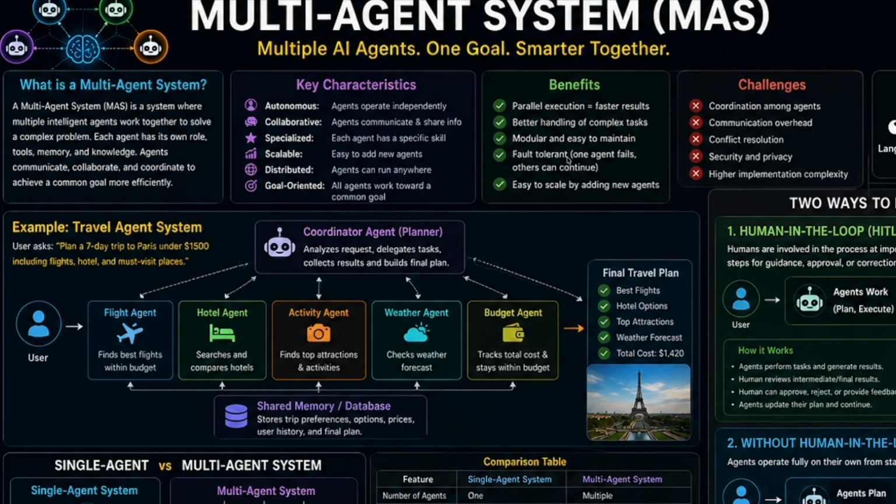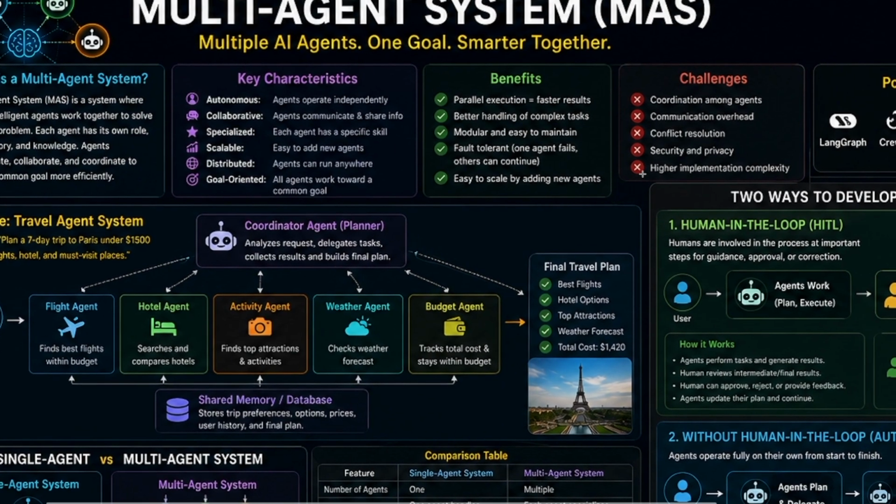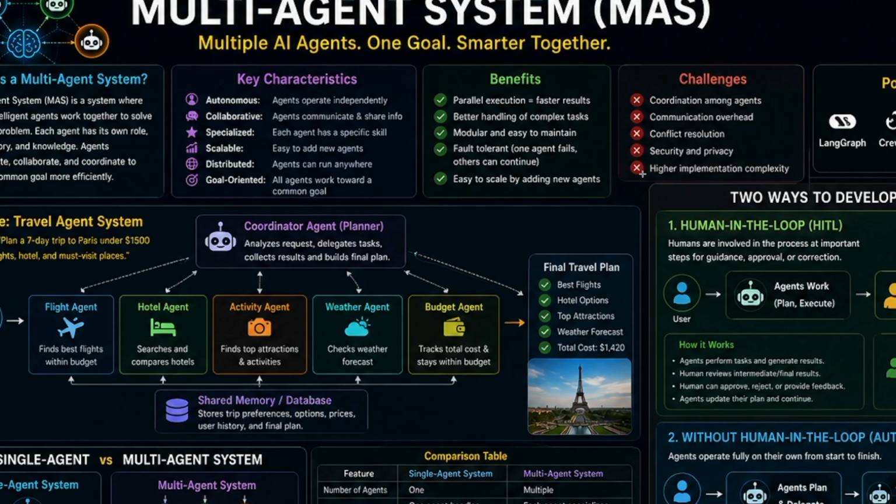And the different benefits are parallel execution, which is faster, better handling of complex tasks, modular and easy to maintain, and fault tolerant because each agent will do one task, so there are fewer chances of fault. If any one agent fails, other agents can continue. There is no dependency. Easy to scale by adding a new agent. What are the challenges we get in a multi-agent system? Coordination is the biggest challenge, and communication, which we need to handle carefully, and if there is any conflict between different agents, that needs to be handled differently. When more agents are involved, the complexity also normally increases.